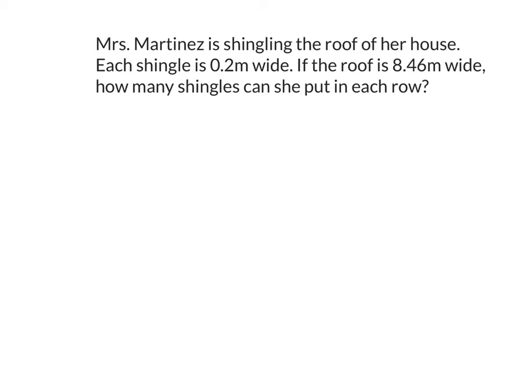Now let's take a look at the problem. Mrs. Martinez is shingling the roof in her house. Each shingle is 2/10 of a meter wide. If the roof is 8.46 meters wide, how many shingles can she put in each row? So to find the number of shingles, which would be n, we would divide 8.46 divided by 0.2, which would give us n.